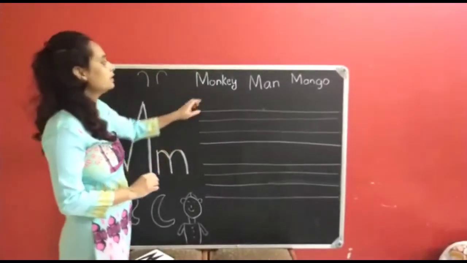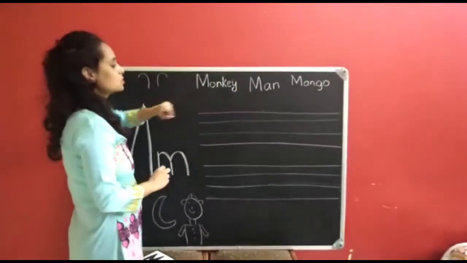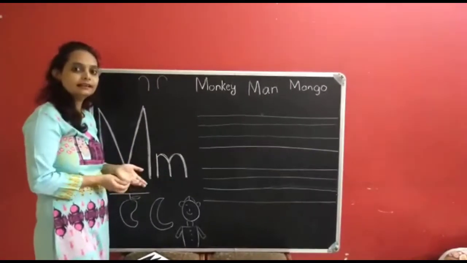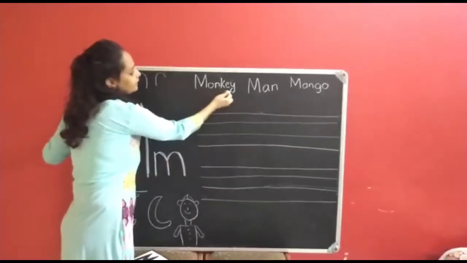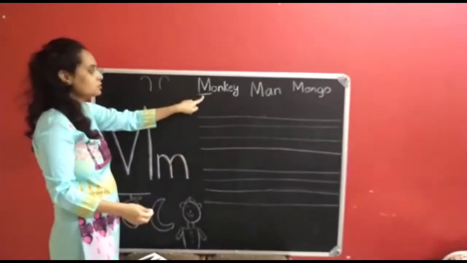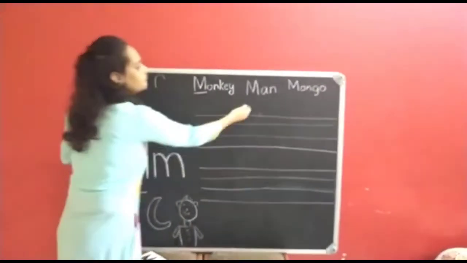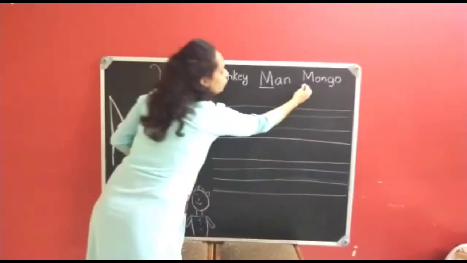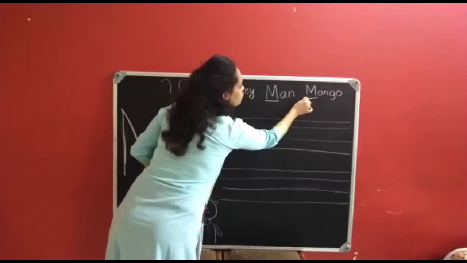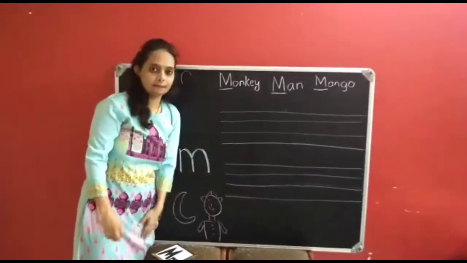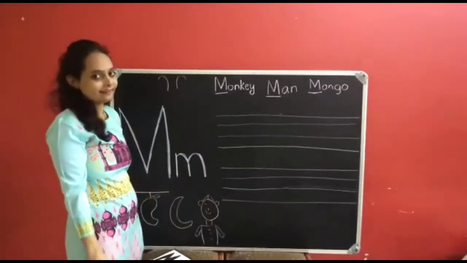So first, children, I have written some spellings. We are going to underline letter M because we are learning letter M. Monkey. So I am going to underline this M. I can see M over here, so I am underlining this. Man. So I am going to underline M. Mango. Here. Okay children, so yes, I have underlined all the letter M. Okay, how are we going to write letter M now?